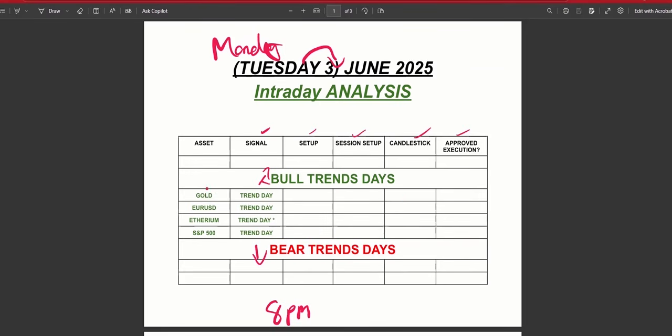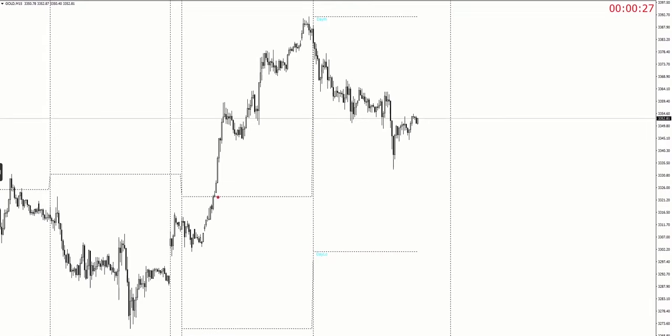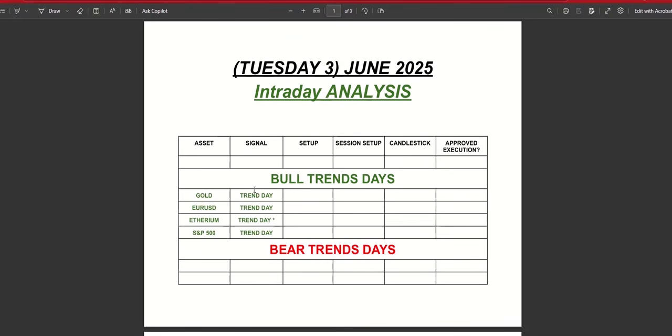So gold on Monday gave me a trend day to the upside. Let me show you. As you can see, this was Monday. Gold gave us a trend day to the upside. They violated the high of Friday. So we got a trend day on Monday. This is a trend day from gold. We can all see that, right? Yes. So this is why I actually wrote trend day. Euro USD gave me the same thing. Ethereum gave me the same thing. And S&P 500 gave me the same thing.